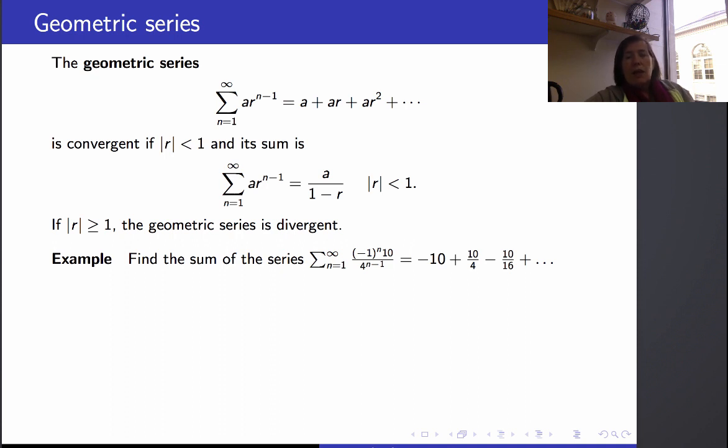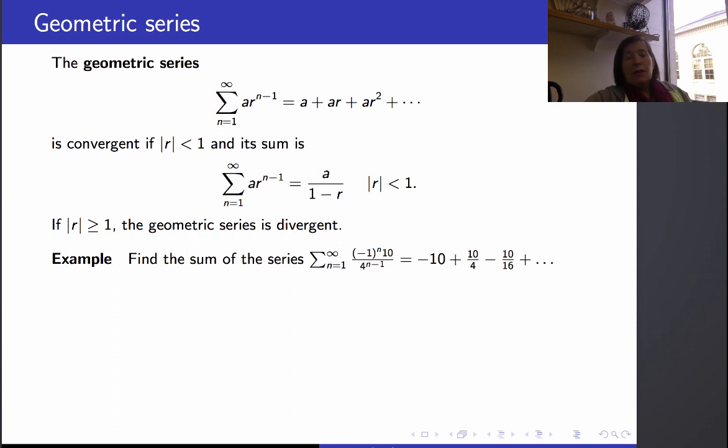And we actually have a formula for the sum in this case for this series. The sum from 1 to infinity of a times r to the n minus 1, if the absolute value of r is less than 1, is a over 1 minus r. And of course, this ties in with what we had before when r was equal to 1 over 2. Well, let's try to use this formula.